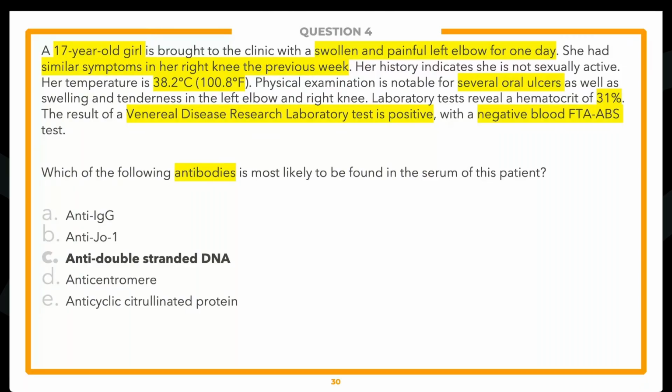So let's understand what's happening here and why they go into this VDRL thing? VDRL is a test we use for syphilis.